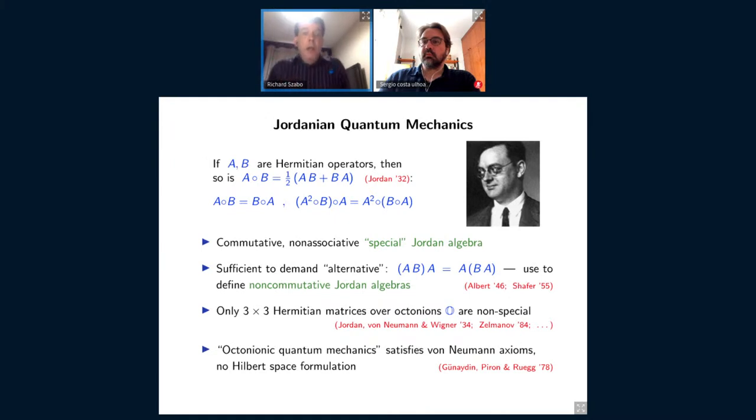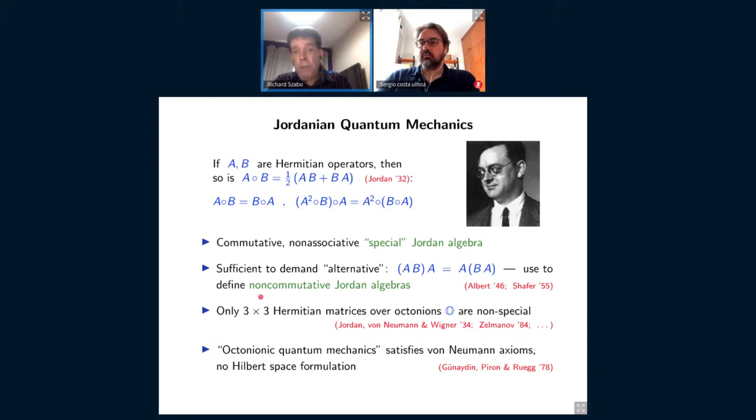The program failed because of a famous theorem shortly after this idea was introduced, the Jordan-von Neumann-Wigner theorem, which worked with finite dimensional Jordan algebras. What this paper did is it classified the finite dimensional Jordan algebras and showed that there was only one class of Jordan algebras which are non-special, right? Which are non-isomorphic to these types of algebras that we use to motivate the definition. Okay. And that was in the finite dimensional case. And then many years later, 50 years later, Zelmanov generalized this to the infinite dimensional case.